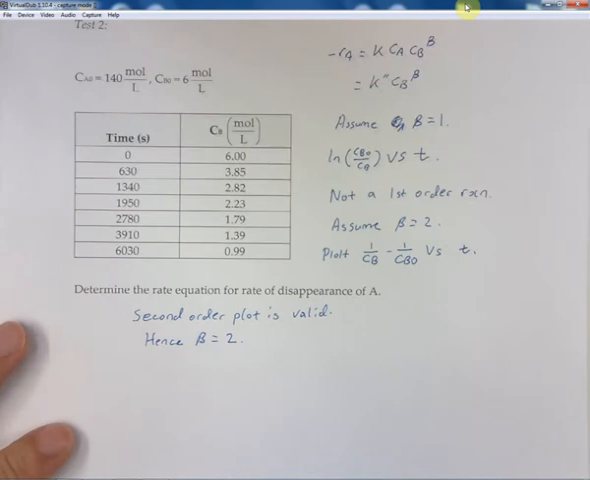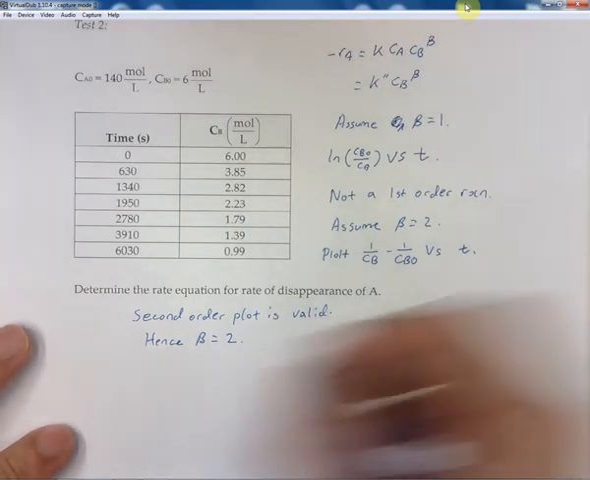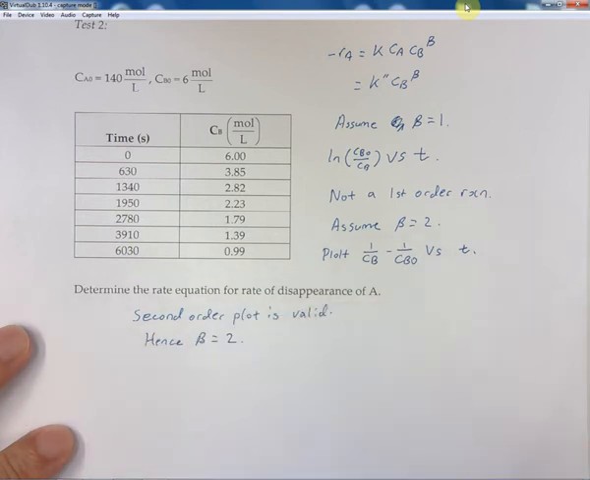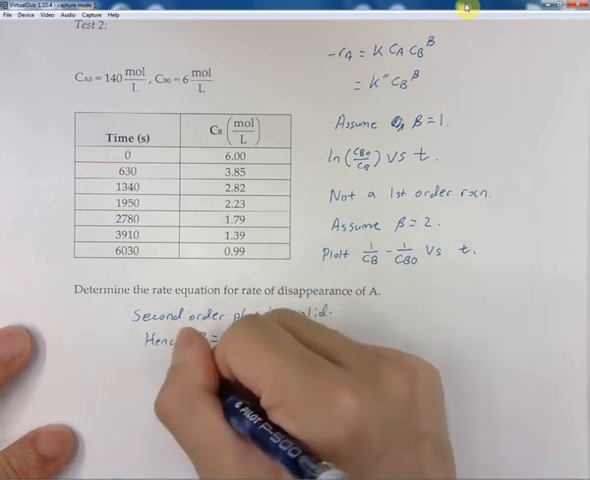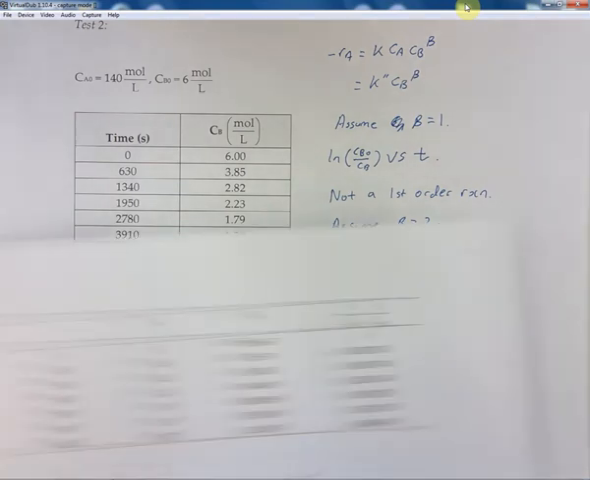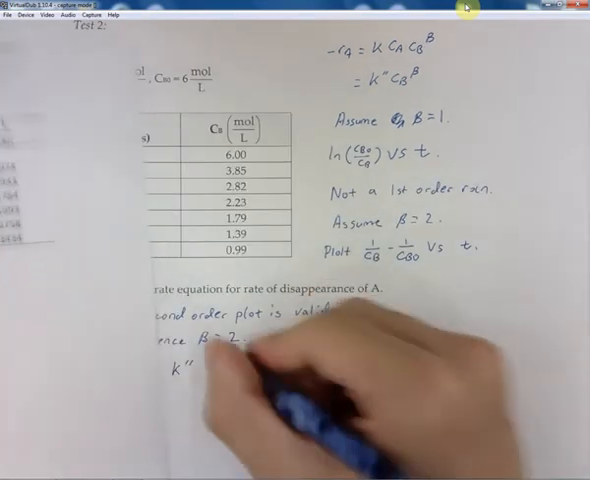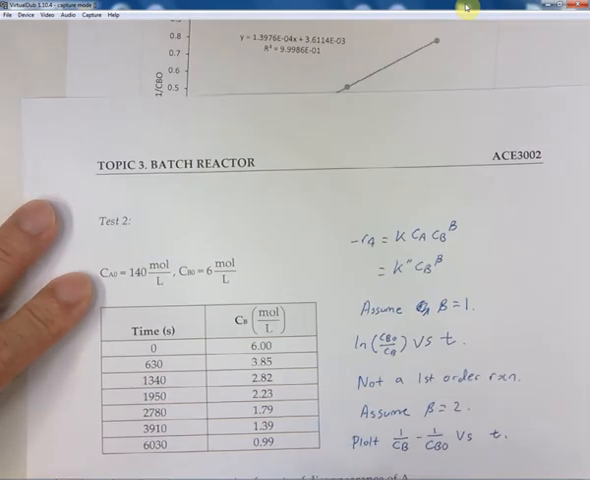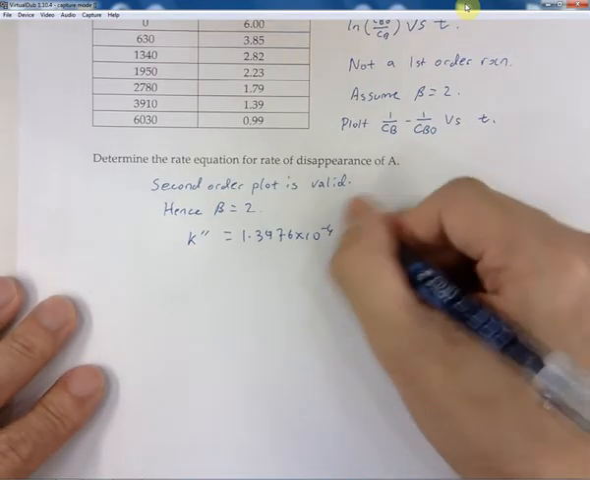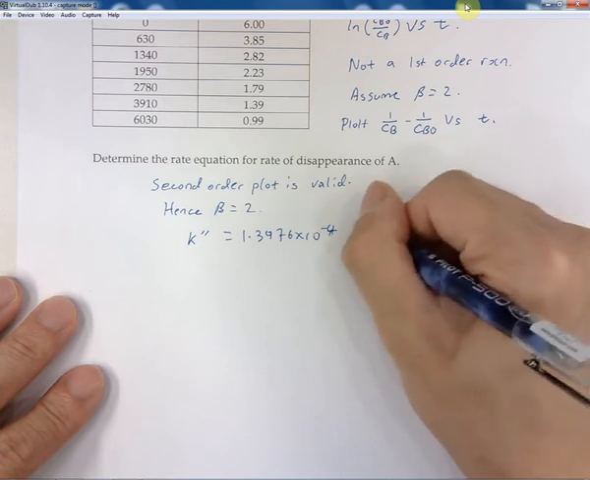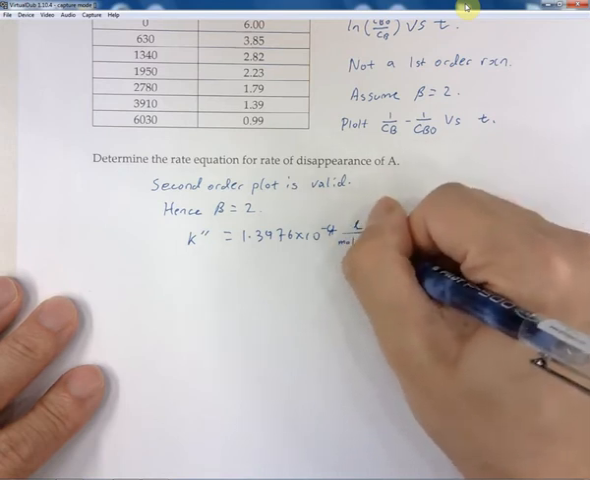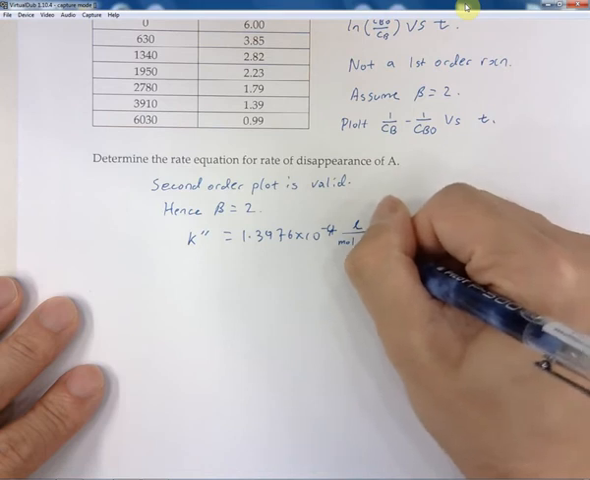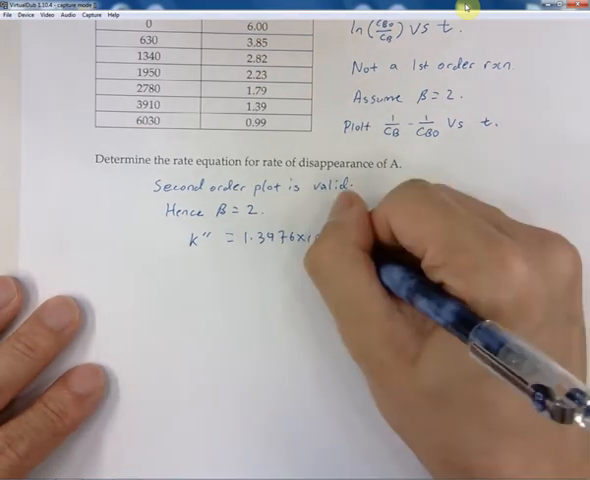Okay, then can we go ahead and solve for the value of k? For now we can, because from the graph, k prime prime, which is over here, k prime prime is 1.3976 times 10 to the power minus 4. Okay, and this is in liter per mole per second. So this is our k prime prime.